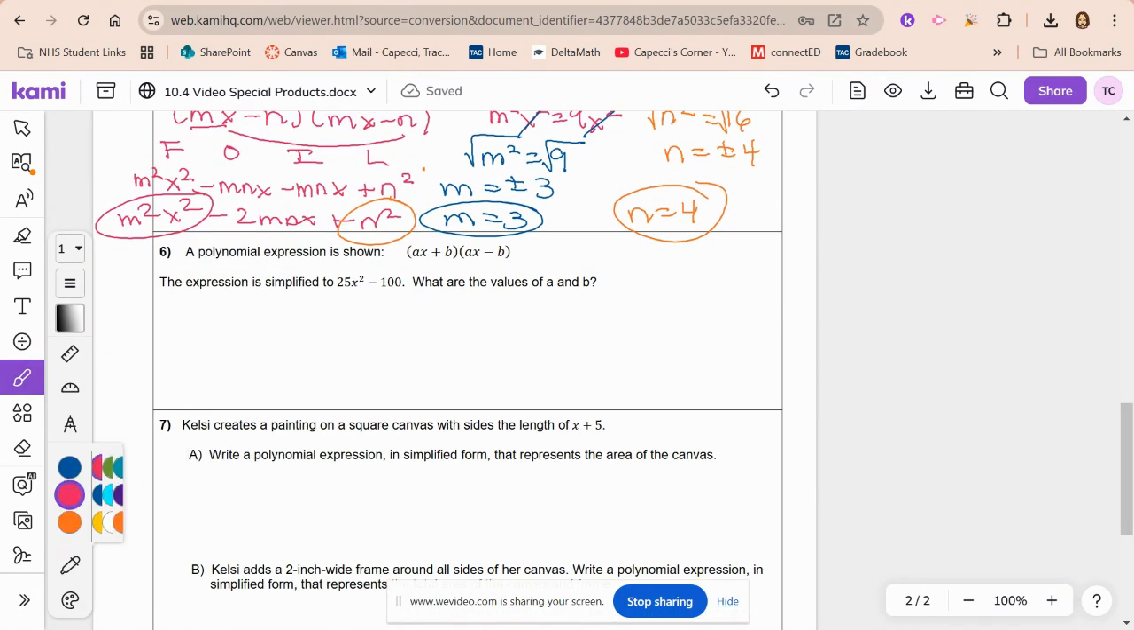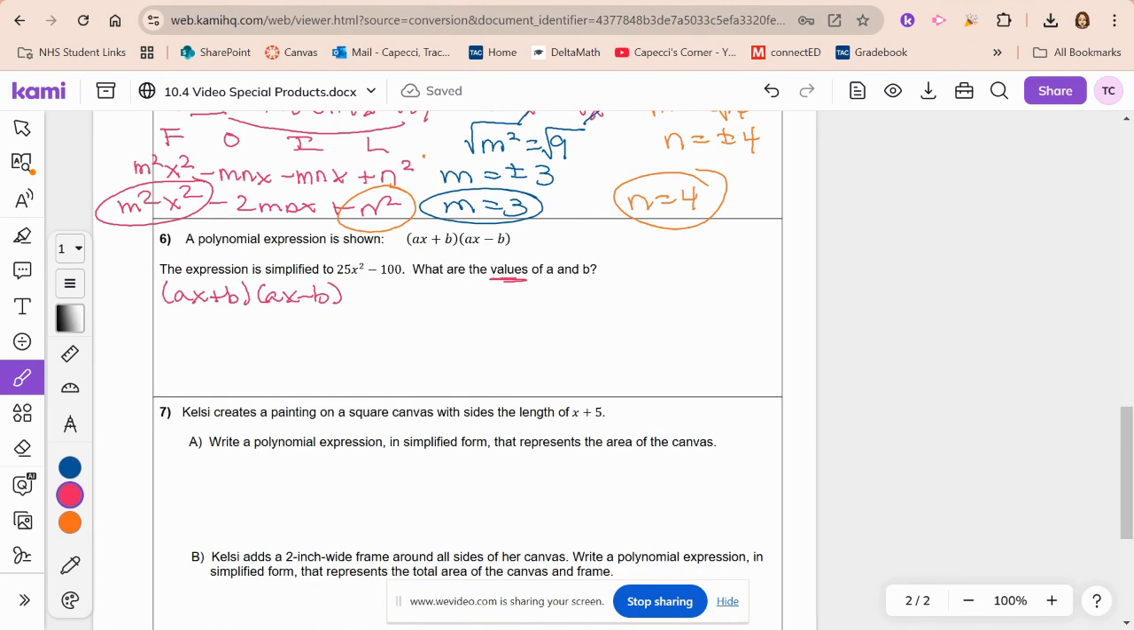Okay, similar type problem. We're going to do the same thing. So I'm going to rewrite what I'm looking for, ax plus b and ax minus b. This time my answers are talking about values of a and b. It doesn't specifically say for positive. So again, I'm going to take ax. I'm going to use FOIL.